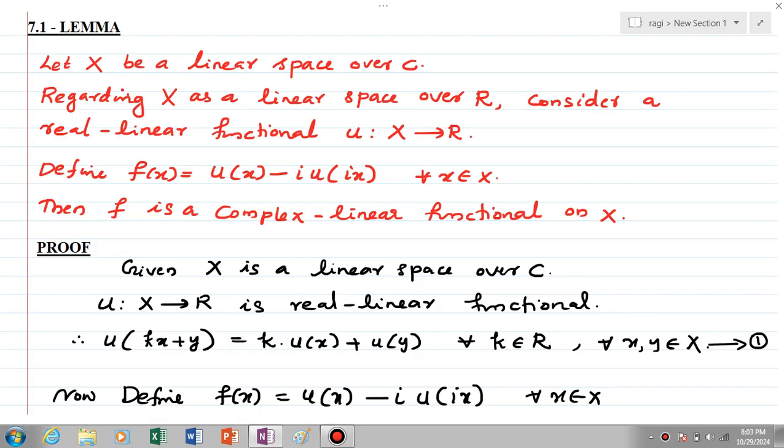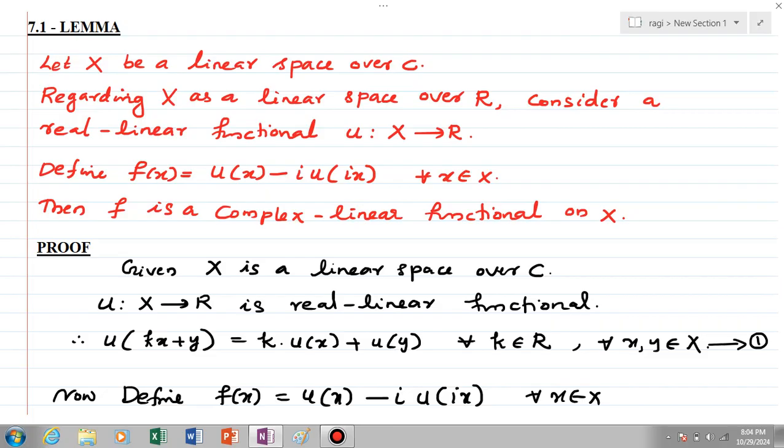The statement is, let X be a linear space over C. Regarding X as a linear space over R, consider a real linear functional u from X to R and define f of x equal to u of x minus i into u of ix for every x element of X. Then f is a complex linear functional on X. So this lemma says that we can define a complex linear functional using a real linear functional. Now let's take a look at the proof.